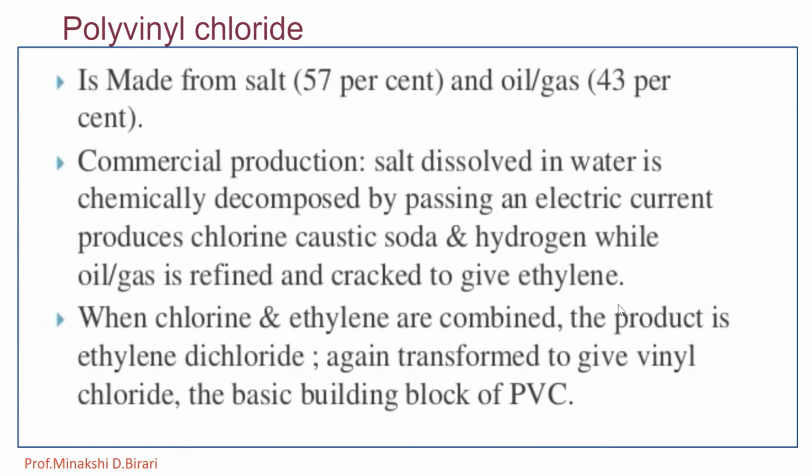It is made from salt, about 57%, and oil or gas, about 43%. In commercial production, salt dissolved in water is chemically decomposed by passing an electric current, which produces chlorine, caustic soda and hydrogen, while oil or gas is refined and cracked to give ethylene. When chlorine and ethylene are combined, the product is ethylene dichloride, which is again transformed to give vinyl chloride, the basic building block of polyvinyl chloride.